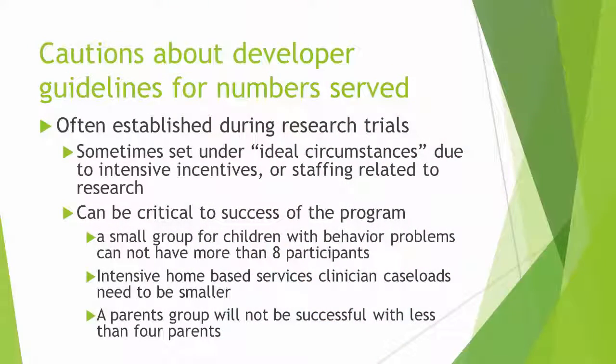Most evidence-based programs publish guidelines for the number of people who can be served in one group or classroom. Sometimes these estimates are not accurate. They may have been based on research trials where conditions for recruitment or participation were enhanced by extra incentives or intensive help from research teams. So, while it is important to start with the developer guidelines when setting targets, it is also important to exercise caution to avoid overestimating how many people you can serve. Considering things like setting and recruitment will help you set more realistic targets.